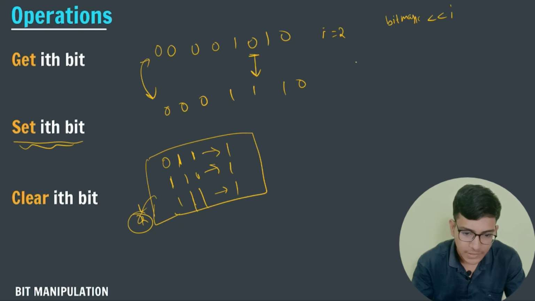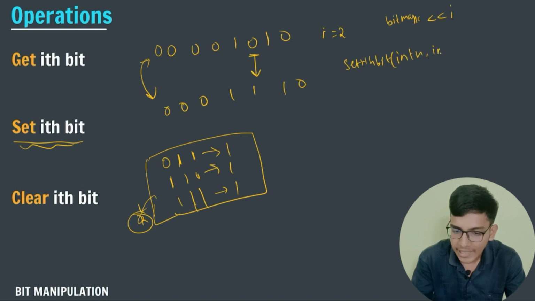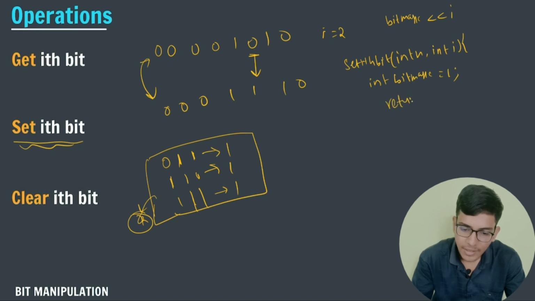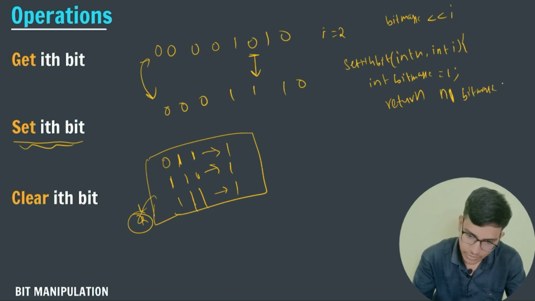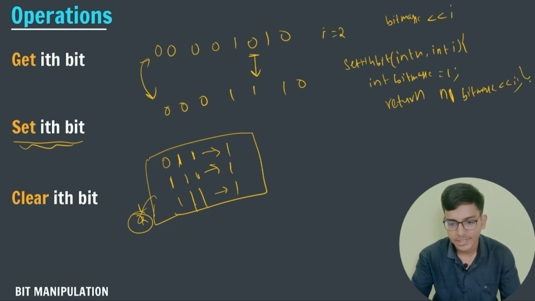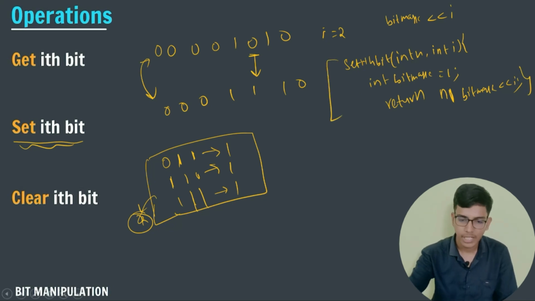Now the pseudo code is, first of all I will write setIthBit. In that I will pass int n comma int i as my parameters. After that I will create my bit mask equals to 1. After that I will simply return n OR bit mask left shift i. So this is the pseudo code for setting the ith bit present in my given number.